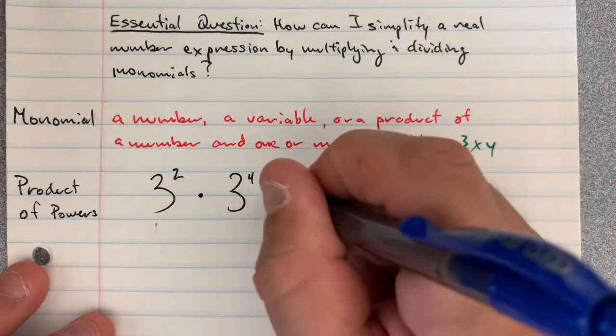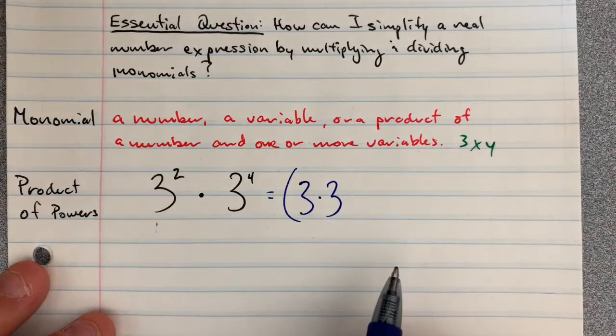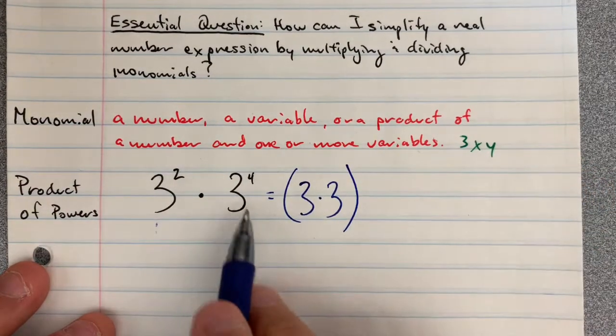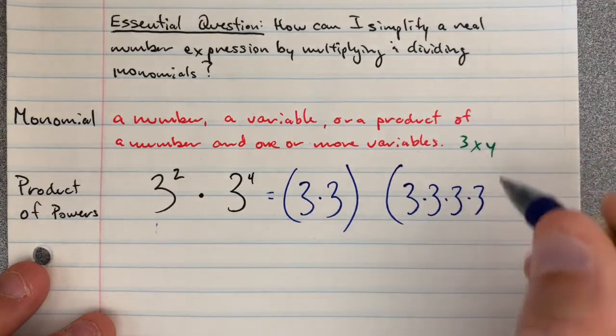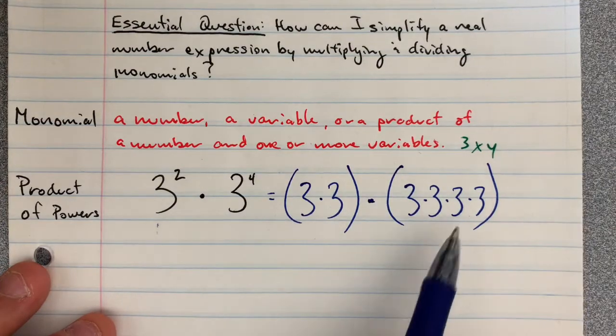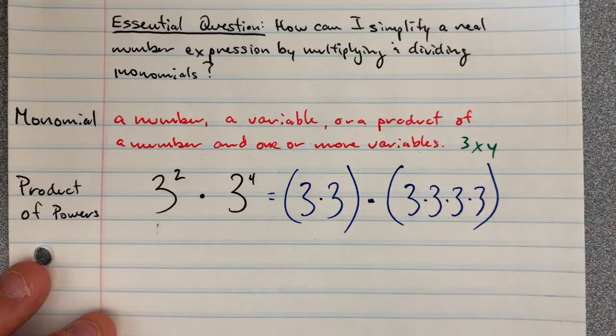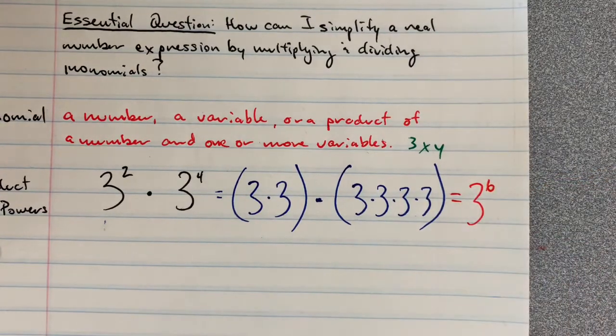Because 3 to the 2nd power really is 3 times 3. And 3 to the 4th power really is 3 times 3 times 3 times 3. And I was multiplying in between these. So an easier way to write this, in my opinion, will be 3 to the 6th power. And now all I would have to do is punch that into my calculator.